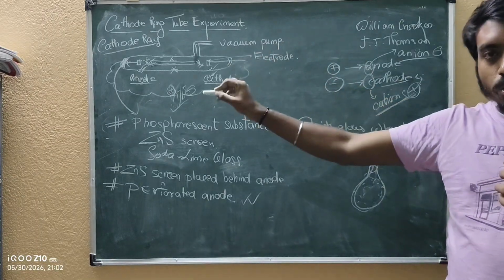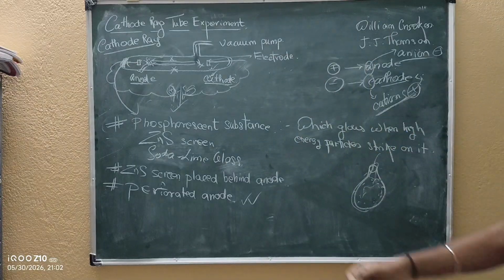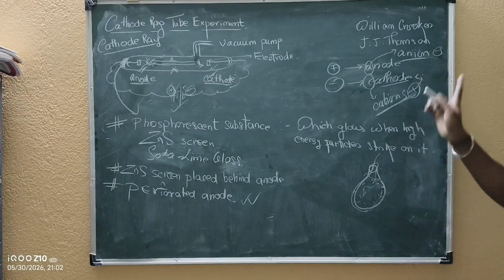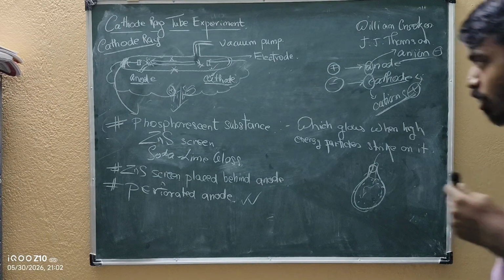We perforate the anode so that the electrons, the cathode ray, can easily pass through the anode and ultimately strike the zinc sulfide screen so that it will glow. Clear? So this is the entire thing about the cathode ray tube experiment for detection of cathode ray. William Crookes performed this entire set of things to detect the presence of cathode ray. After he found that there is a glow, he said that yes, something has passed, and since he saw that the direction of the cathode ray is from the cathode to the anode, therefore it is called cathode ray.